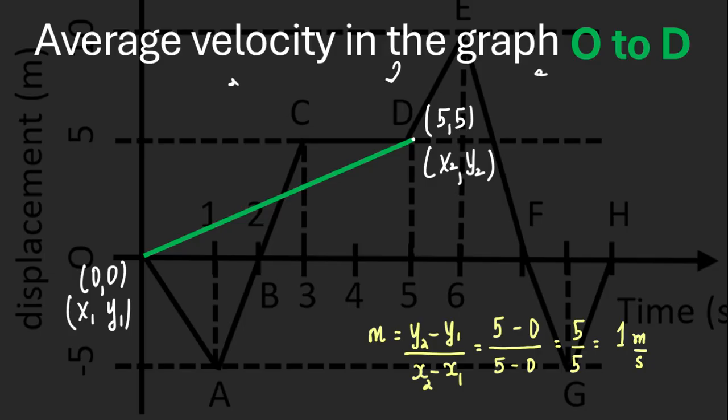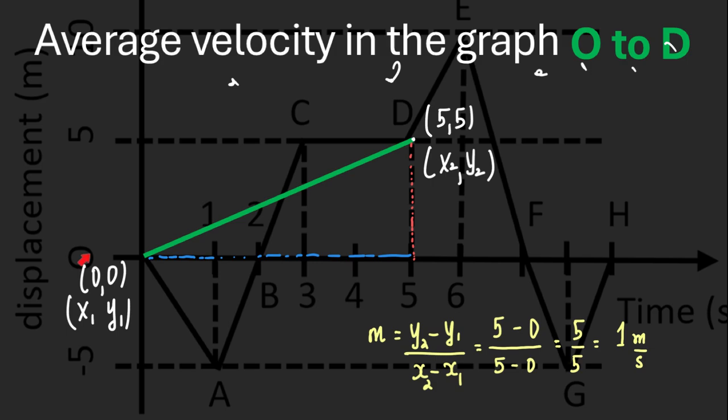So if you have to plot average velocity in the graph from O to D, what is average velocity? Change in y-axis by change in x-axis, right? So how do you plot the change in y-axis? This is the change in y-axis. What is change in x-axis? This much here is the change in x-axis, right? So we have y2 minus y1 by x2 minus x1.